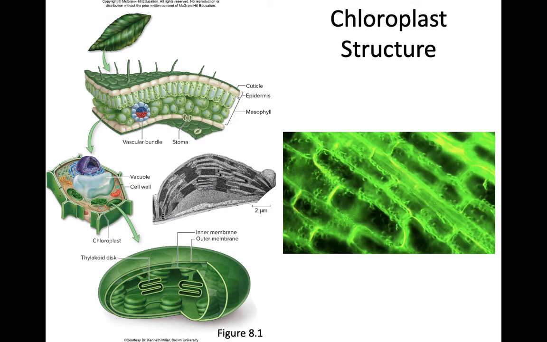So last time we left off talking about photosynthesis and the chemical reactions involved in photosynthesis. Let's talk a little bit about the structure of the chloroplast this time, where photosynthesis actually takes place.